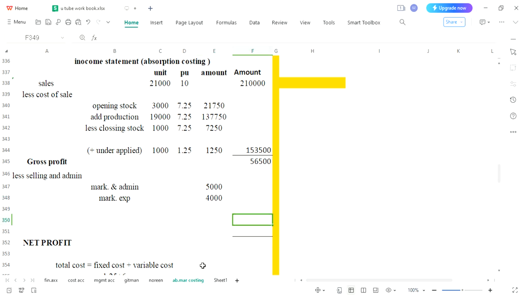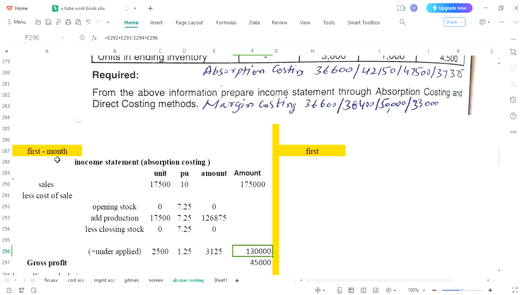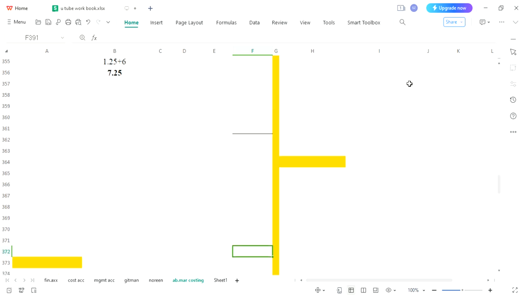So now we can calculate total selling cost. First 5,000, and then we will add 4,000 to calculate our total selling and admin cost. We are now ready to calculate our net profit. How? We will subtract selling cost from gross profit. For this, just put your gross profit 56,500 and subtract your selling admin cost, and now we have got 47,500, and this is your third answer, 47,500. In this way, our third part is completed.